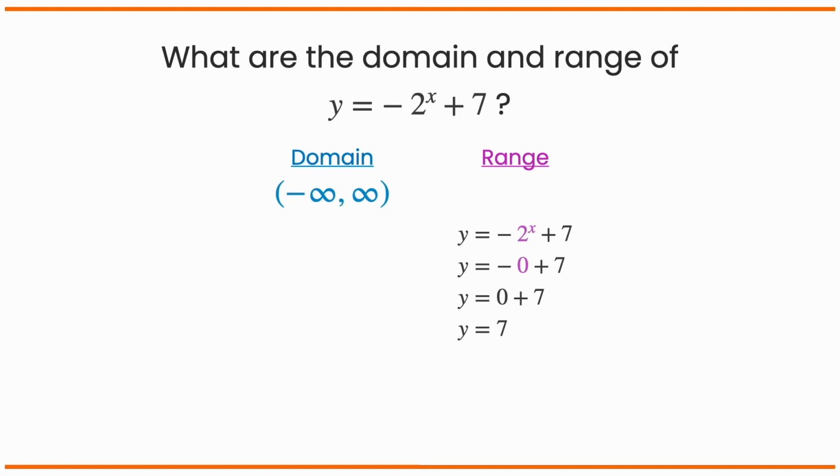We find that y equals 7, which represents one end of our range. Because there is a negative multiplying 2 to the x power, as 2 to the x grows exponentially larger, the function will actually exponentially decrease as we subtract larger and larger numbers from 7. So the range is all y values from negative infinity up to, but not including, 7. In interval notation, we use a parenthesis with the 7 to indicate the 7 is not included in the range.